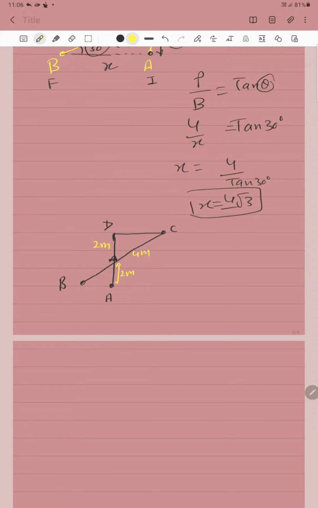Now angle is not given. How you manage? Angle is not given. How you manage?